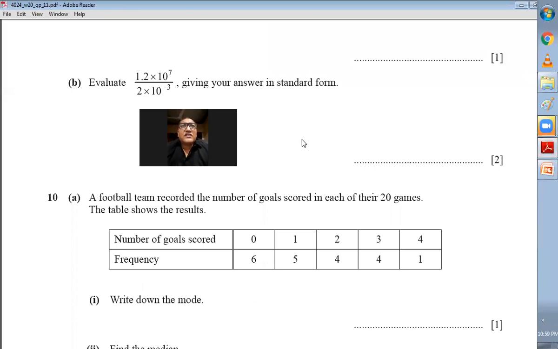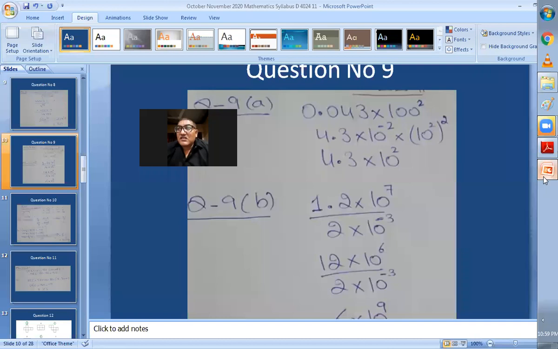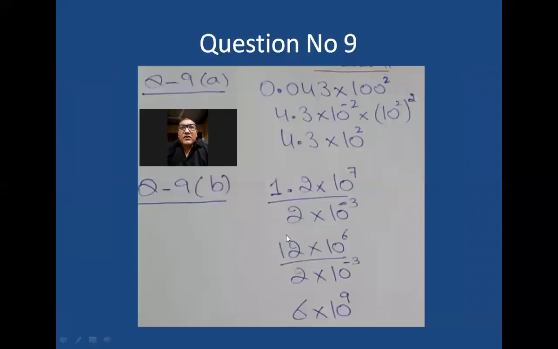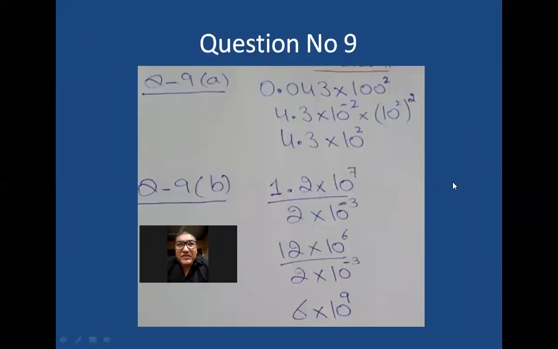The next question is on your screen, question number 9b part. He says evaluate 1.2 expo 7 divided by 2 expo minus 3, giving your answer in the standard form. So let's see how I have done this. Okay, so here we go. Question number 9b part, you see 1.2 expo 7 divided by 2 expo minus 3. So a very simple method. Take 1, 10 and give it to this. Or in other words, I move the decimal 1 step here, so it becomes 12, and this will become 10 raised to power 6, because 1 power will be reduced here.